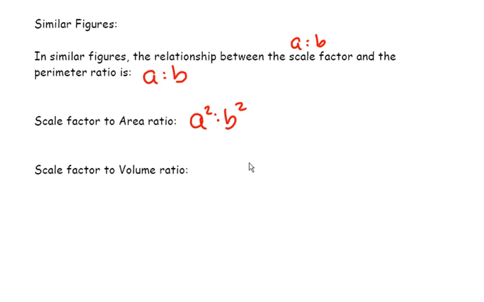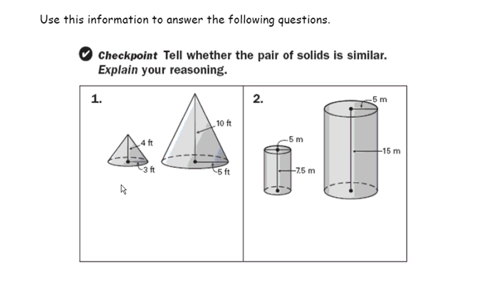Well, volume is measured in cubed units, so it also makes perfect sense that the scale factor of my volume would be A cubed to B cubed. Pretty straightforward. But first we need to know if figures are actually similar. And if they're similar, then all of their corresponding parts are going to be proportional.